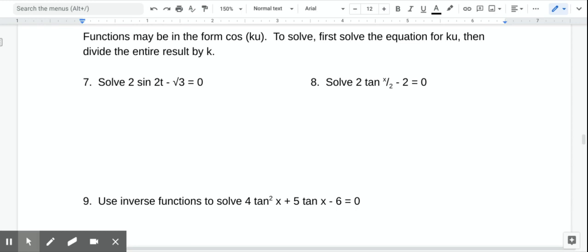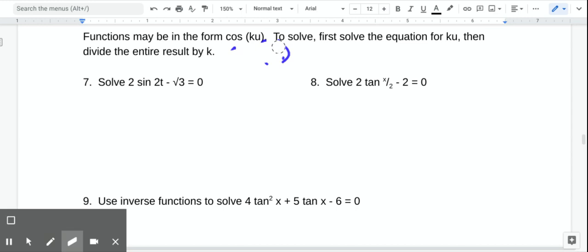For the next two problems, we're going to see something a little bit different. You may have a problem that instead of just being cosine of x, it might be like cosine of 2x. So it might have an extra number tossed in there. The way we deal with that is we ignore that 2 until the very bitter end. Okay, we will deal with it at the very end.